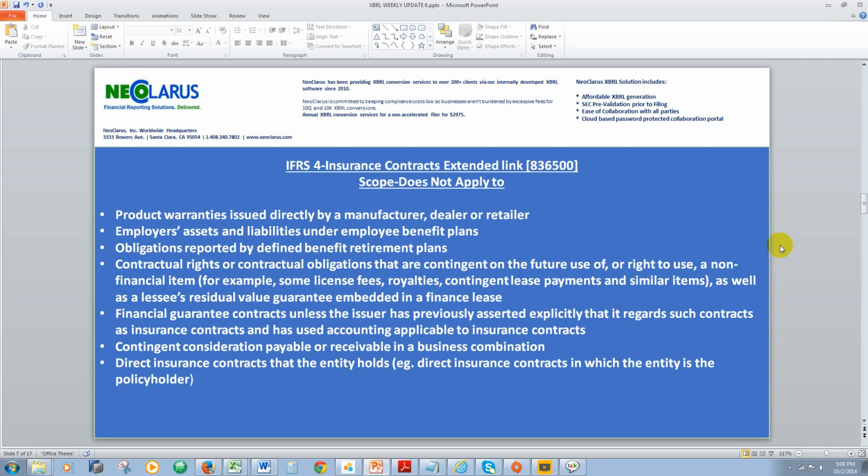lease, financial guarantee contracts unless the issuer has previously asserted explicitly that it regards such contracts as insurance contracts and has used accounting applicable to insurance contracts, contingent consideration payable or receivable in a business combination, and direct insurance contracts that the entity holds, for example direct insurance contracts in which the entity is the policyholder. These are some of the scope limitations for the insurance contract standard, that is IFRS 4.